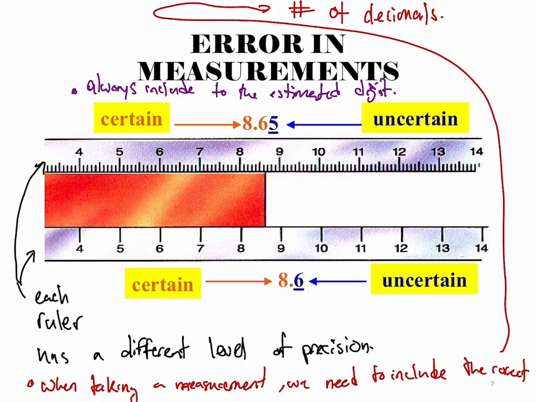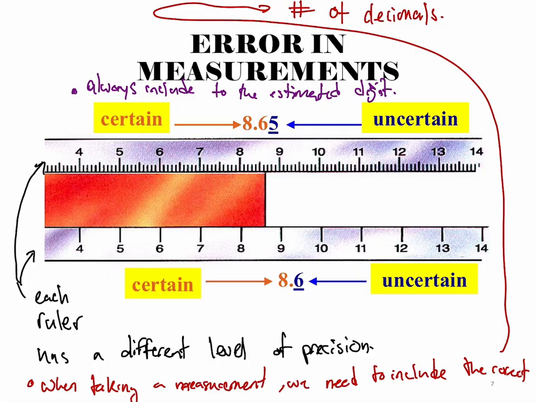Right? Because we say, okay, well, this is somewhere between 8 and 9. I don't know, looks like somewhere between 6 and 7 there, right? So that means we know it's at least 8 because that's certain. How do we know it's certain? Well, the red tape goes past 8 and it doesn't reach 9. So it's at least 8 centimeters.